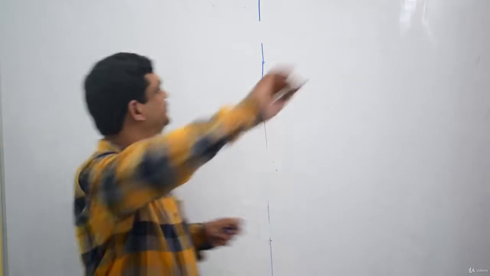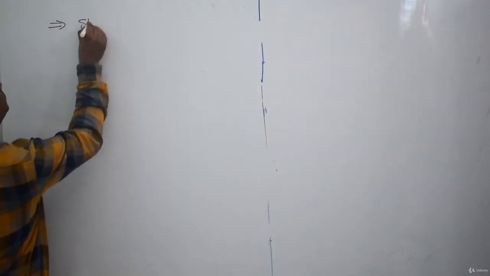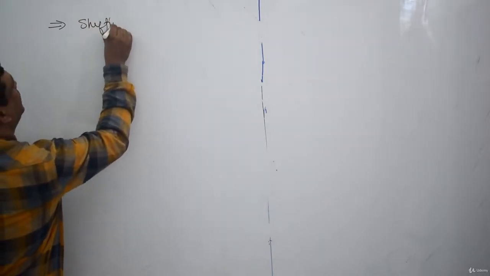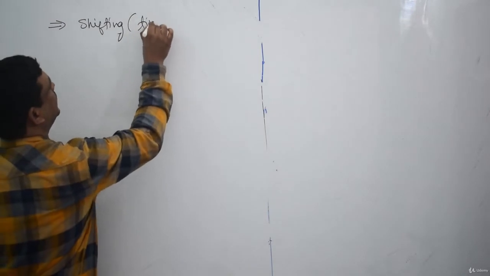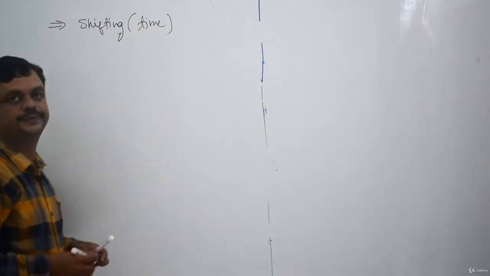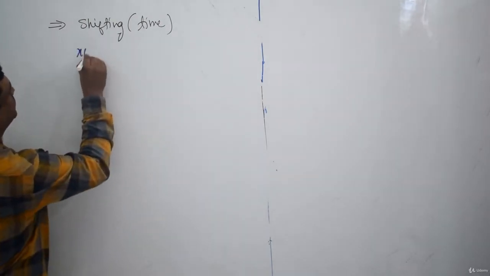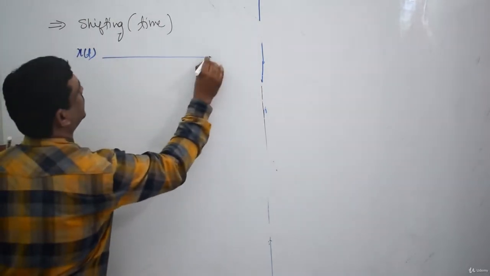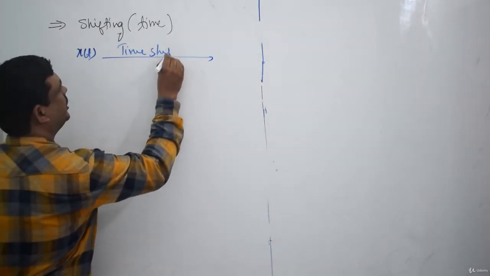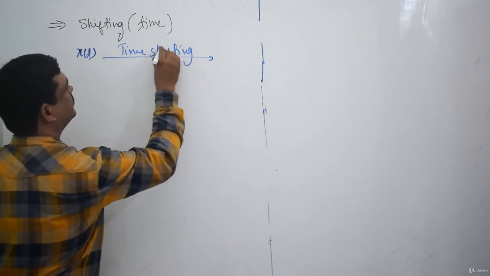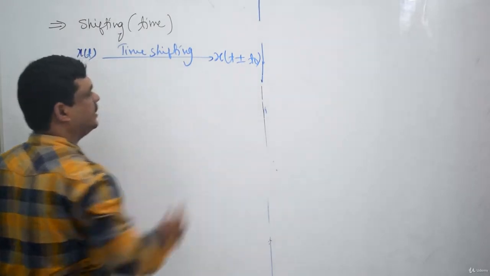In this, the operations are, first operation is shifting operation. Here now I am explaining time shifting operation. The signal is x of t, after time shift. After time shifting, now the representation is x of t plus or minus t naught.